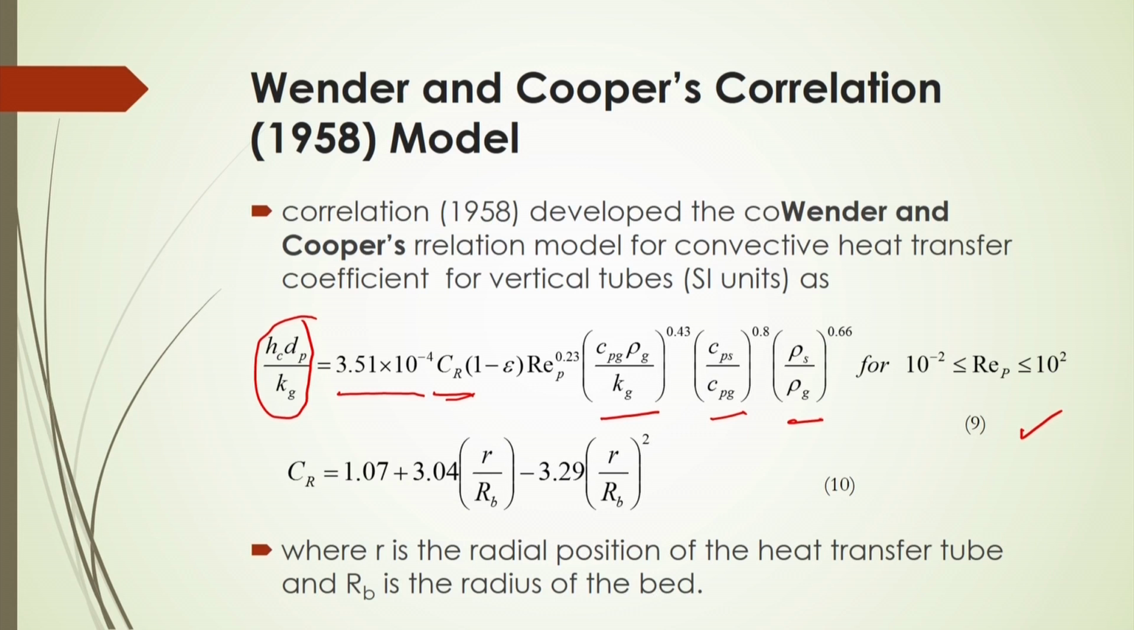Here C_R is called the correction factor, and this correction factor considers the radial variation of the heat transfer, and it is a function of r, from the central axis in the radial direction of the fluidized bed. So, C_R will be equal to 1.07 plus 3.04 into r by R_B, minus 3.29 into (r by R_B) squared. Here small r is the radial position of the heat transfer tube, and R_B is the radius of the bed.